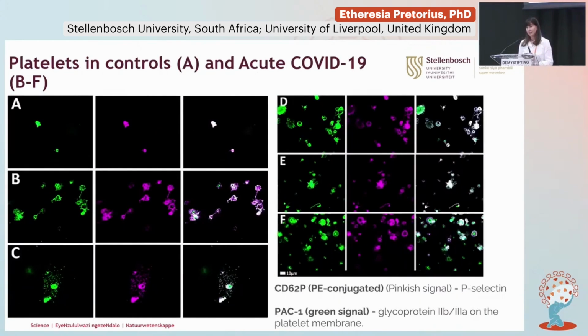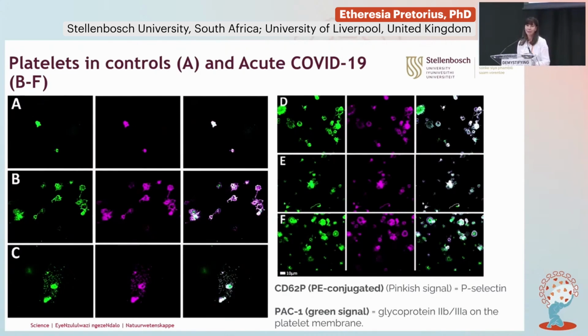We also looked at the platelets, and just to make sure that we are all on the same page, these platelets are exposed to two markers, CD62P, which is the P-selectin signal, a well-known platelet marker, and then PAC1, which is a glycoprotein marker that actually indicates that it is platelets that we are looking at. These platelets were also significantly hyperactivated.